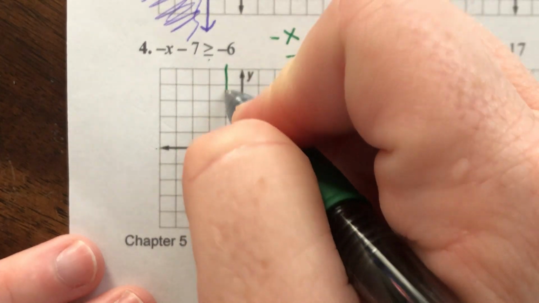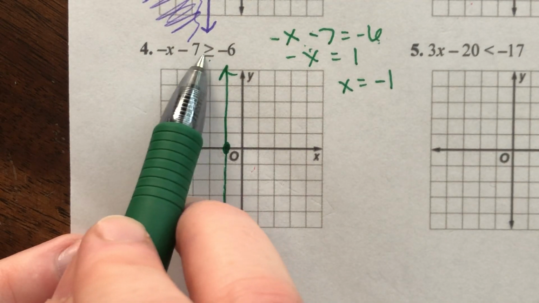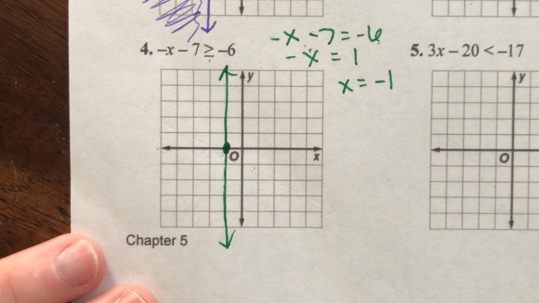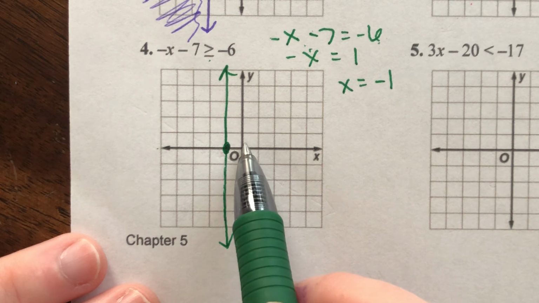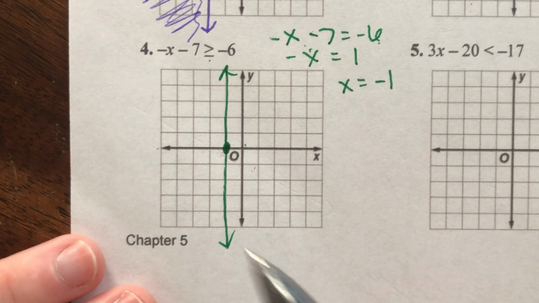It's going to be solid because there's this line underneath my inequality symbol. And then how do I know which way to shade, right? I'm going to pick 0, 0, plug it in, see if it works. If it doesn't, I shade over here. If this does work, then I shade on this side, okay?